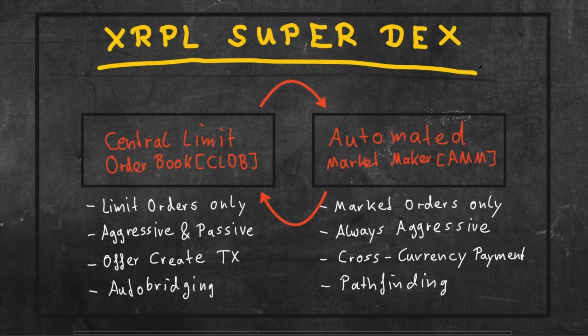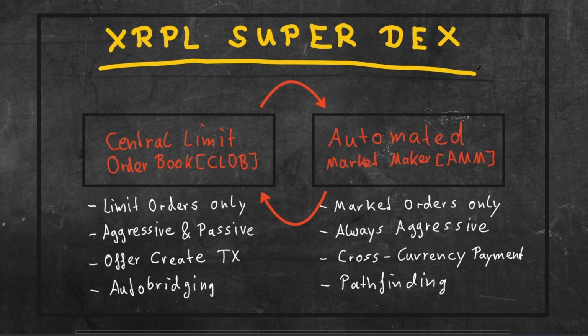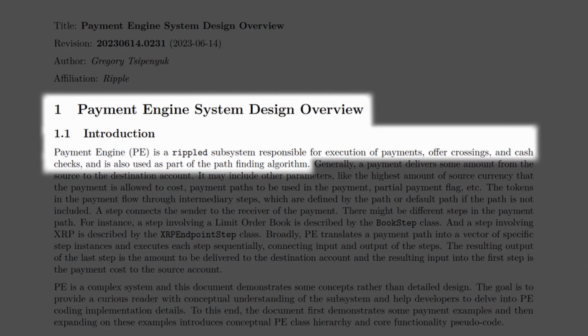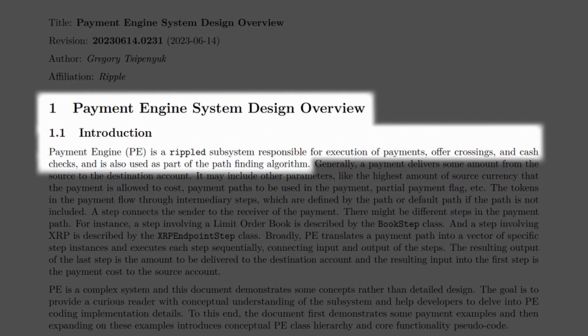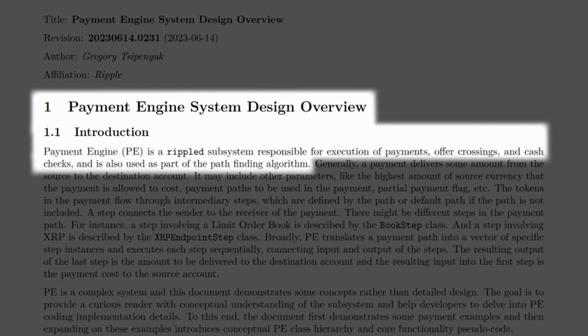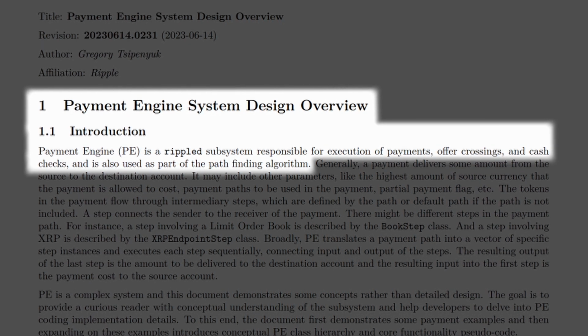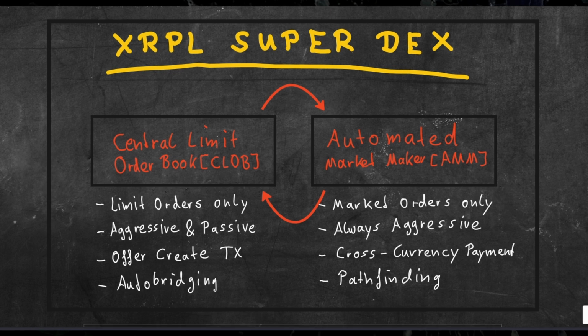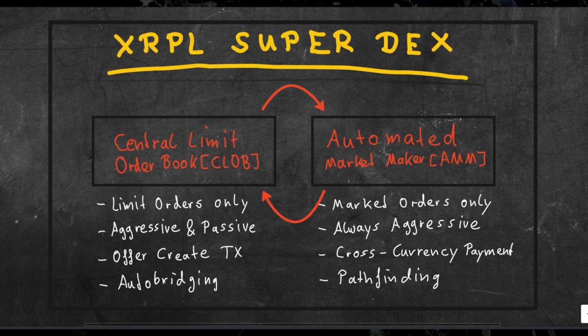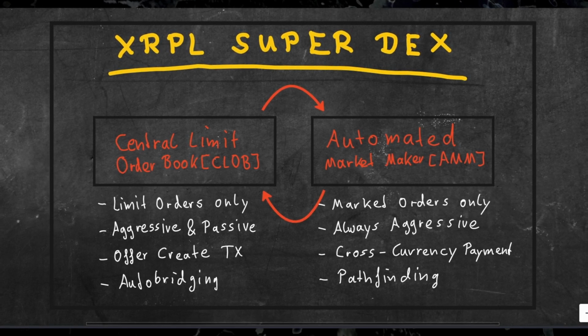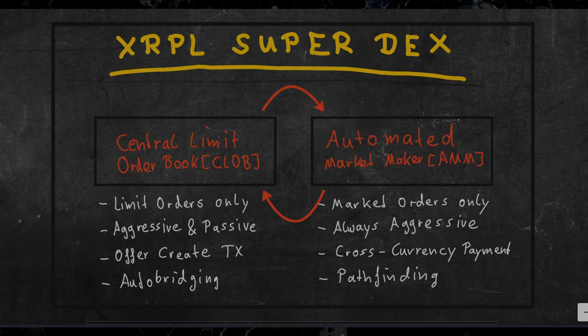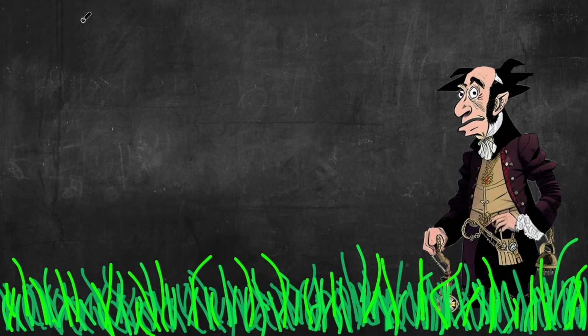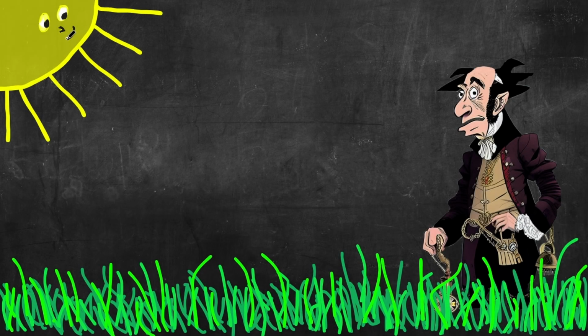Also, most of the heavy lifting will actually be done by the so-called payment engine system, which is a subsystem to the XRPL core D and handles all of the logic behind the execution of payments and more, like offer crossing and checks. For the curious ones, I will link the paper to the technical details in the pinned comment underneath this video. Not for the faint-hearted. There's a lot going on behind the scenes to allow the XRPL to always find the possible best conversion rate for you whenever you use the DEX.